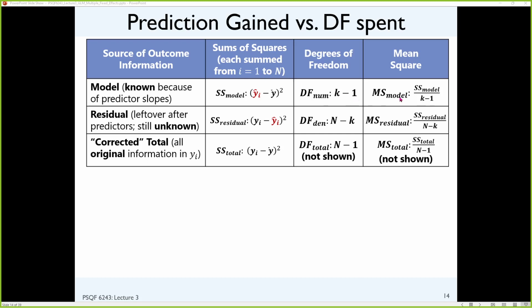I got a good deal because I only spent $7 and I got all this stuff, is mean square model. What did you get? How many things did you get, and how much money did it take to get those things?